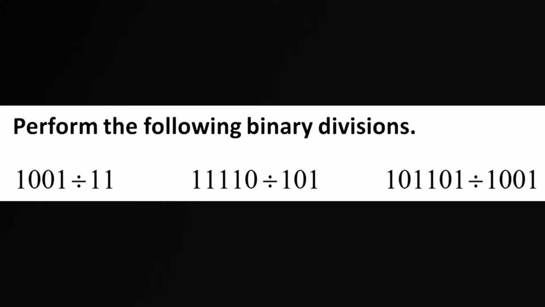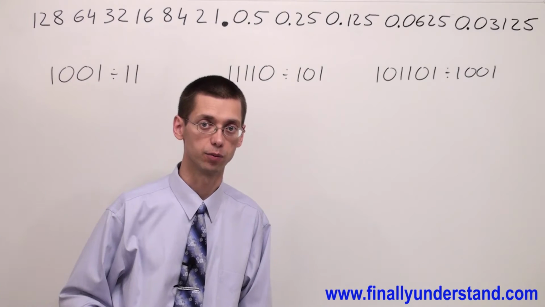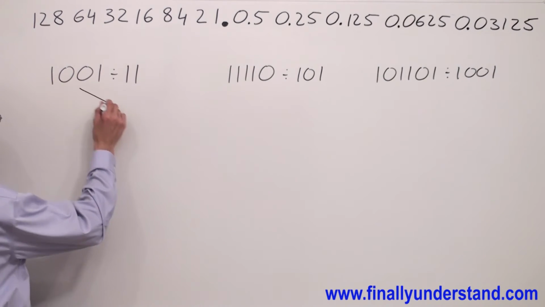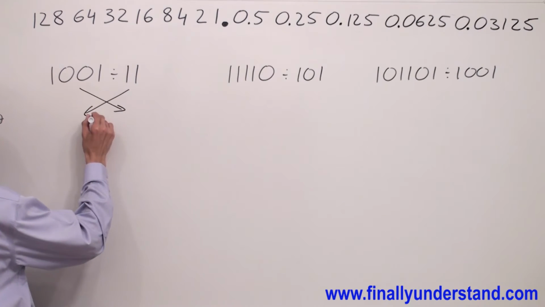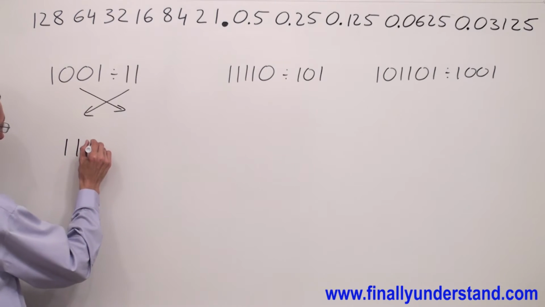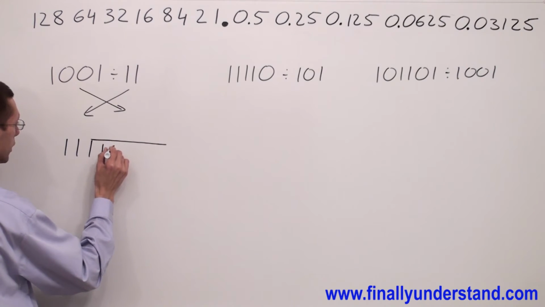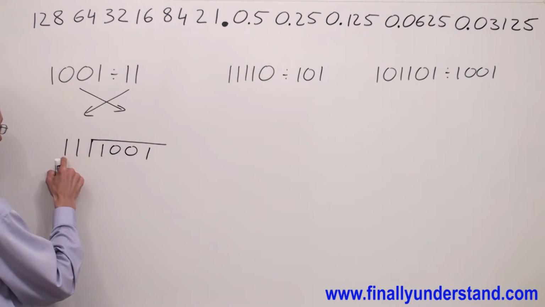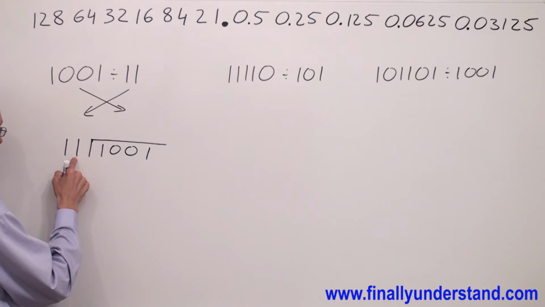This time we are going to use long division to divide binary numbers. First, anytime you have a problem like this, you're supposed to switch the positions of the divisor and dividend. Simply write 1, 1 and 1, 0, 0, 1 like this. Now, 1, 1 is binary 3.